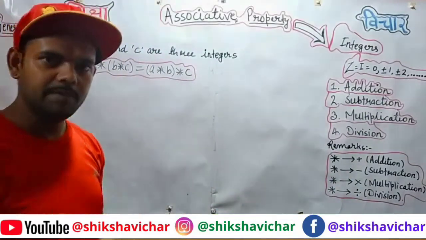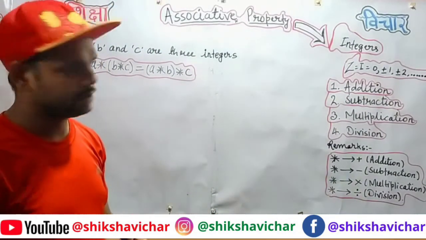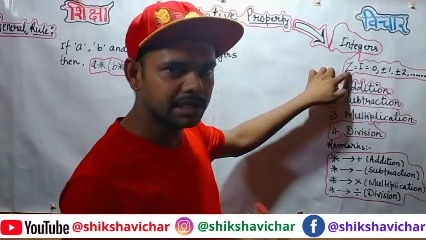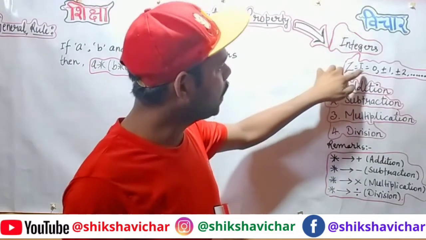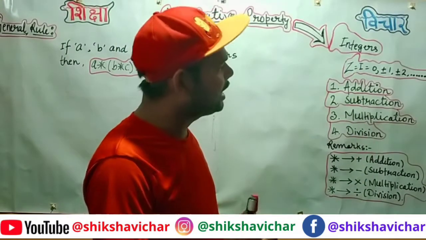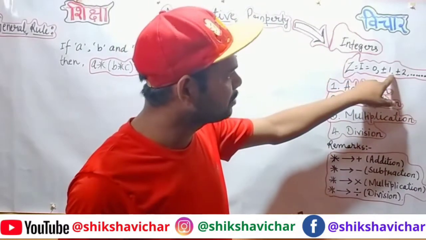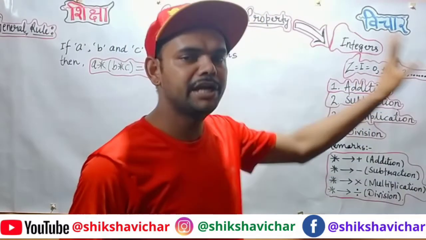In this video we are going to discuss associative property for integers. First of all, we have to understand what are integers. In mathematics, the integers are represented by the capital letter Z or I. In this set, the numbers included are 0, plus minus 1, plus minus 2, and so on.